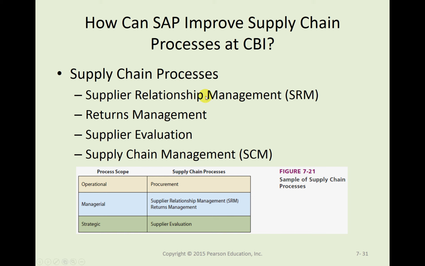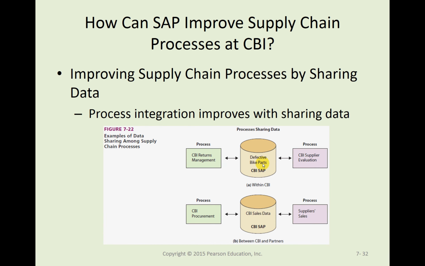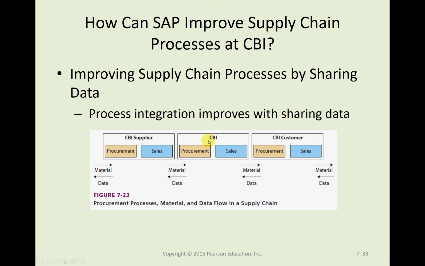So these upcoming slides just talk a little bit more about how the supply chain process can be helped by sharing the data, which I already talked about. Data and materials flow back and forth between procurement and sales, from the supplier and the vendor, the bicycle company itself, and then the end customer. And having all that data and sales information in a centralized database is going to make things much more efficient and much more effective.